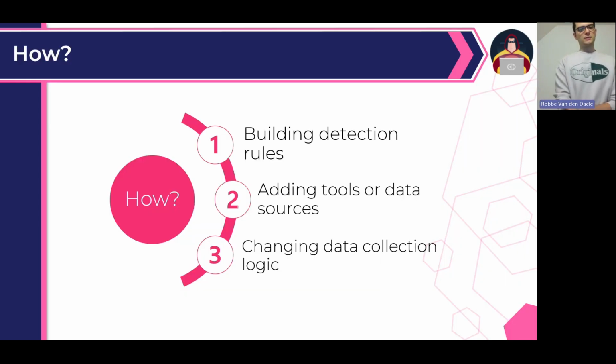How do you do detection engineering? This is a kind of controversial way of looking at it, but this is my way. The first way is building detection rules. The second way is adding more tools or data sources to your SIEM. It's not because you're adding tools or data to your SIEM that your detection posture goes up, but without adding extra data, you cannot detect certain things. And the third one is changing your data logic, which I will go over in a minute.